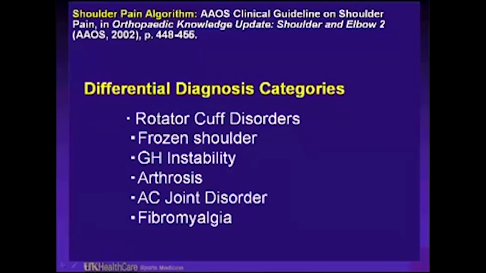Shoulder pain algorithm. Differential diagnosis categories are rotator cuff disorders; a frozen shoulder, adhesive capsulitis, which we see most commonly in the perimenopausal female; glenohumeral instability, very common in the younger individual, contact as well as multidirectional instability; arthrosis in the older individual or with a massive rotator cuff tear with rotator cuff arthropathy; AC disorder, more related to the shoulder in a weightlifter; and fibromyalgia, rheumatologic problems. So these are our differential diagnostic categories.